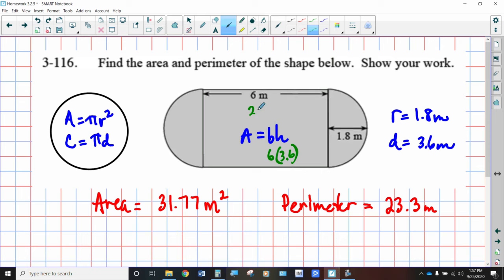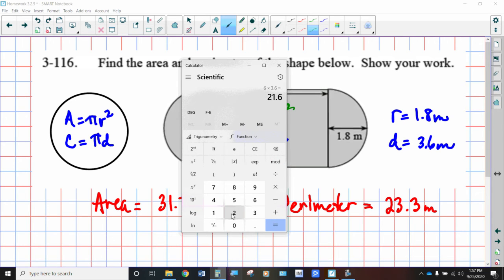21.6. This is 21.6 square meters. Now, how do you find the area of any circle? Pi r squared, right? So let's take the radius and square it. 1.8 times 1.8 gives us 3.24. And now let's multiply that times pi. And that ends up being 10.178.